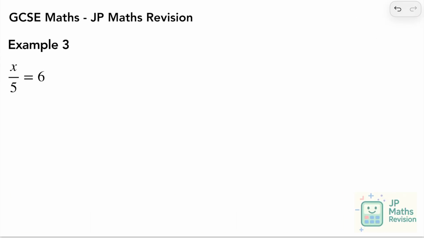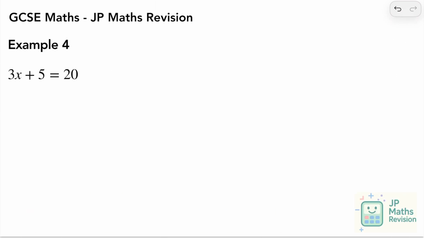So this one here, we have x divided by 5 is 6. So again, we want to try and get x by itself. So at the moment, we have x divided by 5 equals 6. So we need to do the opposite of dividing by 5, which is multiplying by 5. So we're going to multiply both sides by 5. So the left side just becomes x, and the right hand side becomes 30, because 5 times 6 is 30.